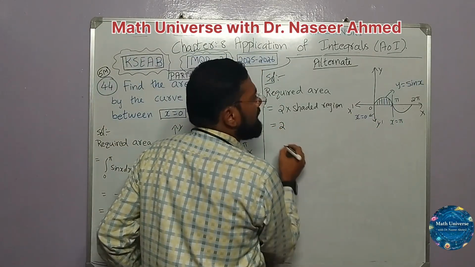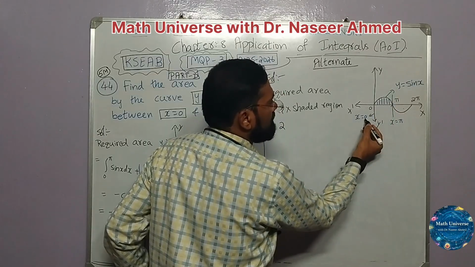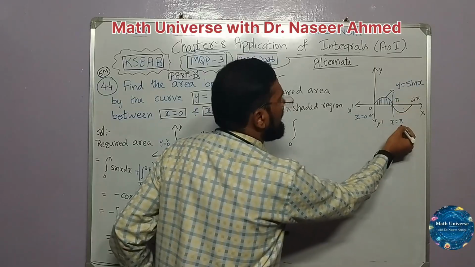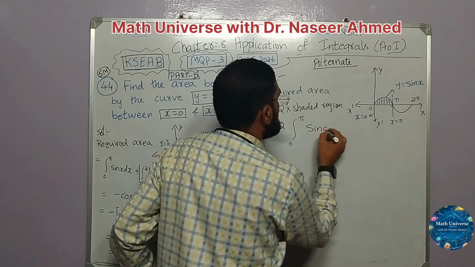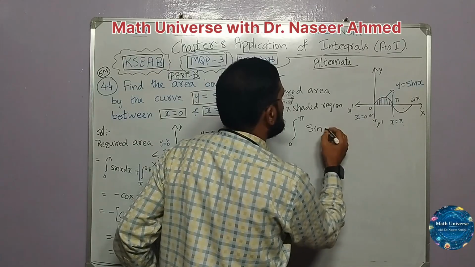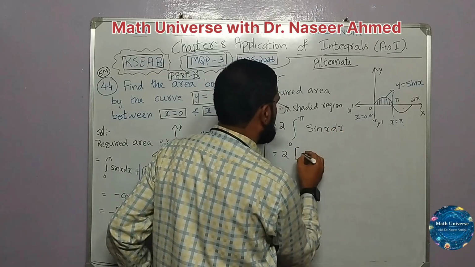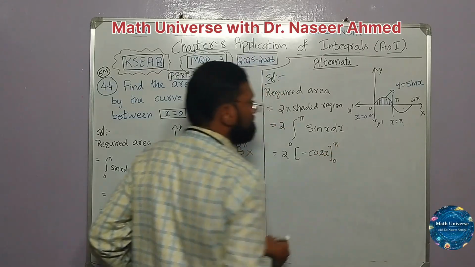So again it is a vertical strip bound by the x-axis. This line is given by x equal to 0, the y-axis, and this is the vertical line x equal to pi, and the curve is sin x. Now from here, what is the integration of sin x? Minus cos x, apply the limit 0 to pi.